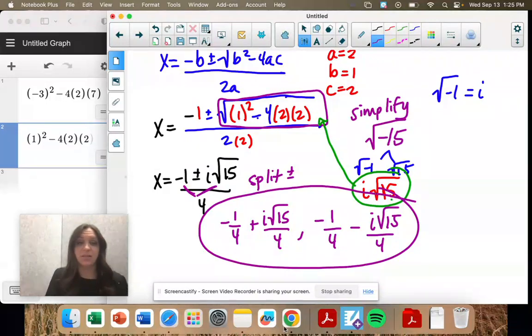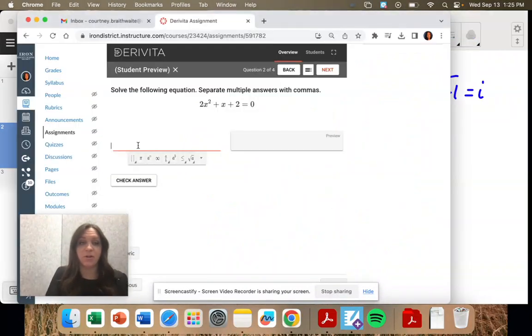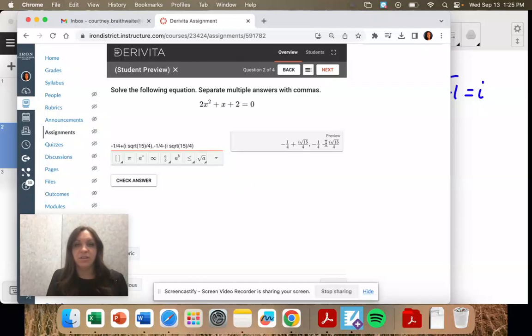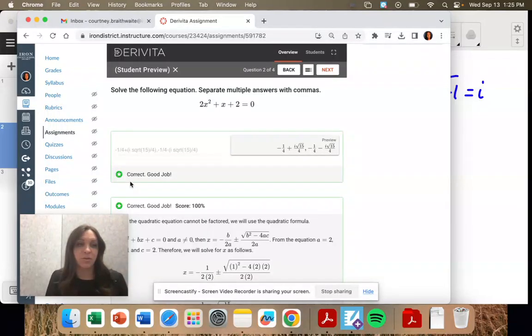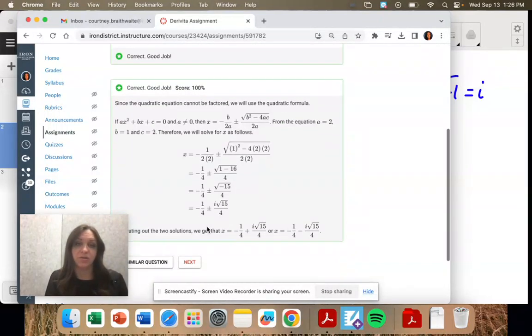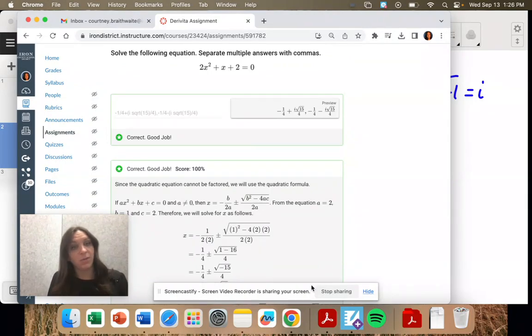So like I said before, sometimes the hardest part is just typing them all in. So negative 1/4 plus I square root of 15 divided by 4. And then I copy this, so Control C, comma, paste, and then I can just change that to a minus. So I really only have to type it once, and then I Control paste. Or Control copy, Control paste.